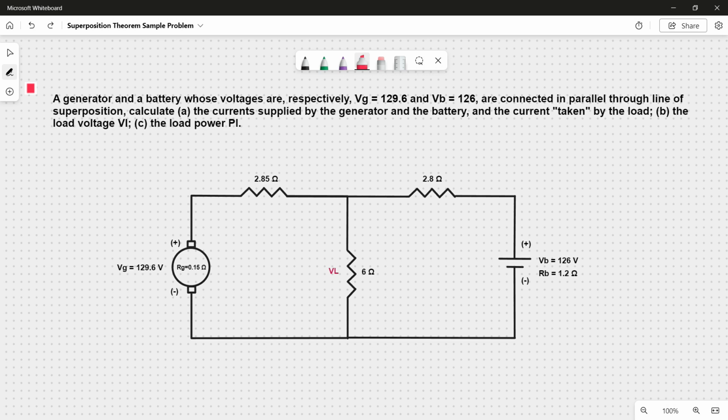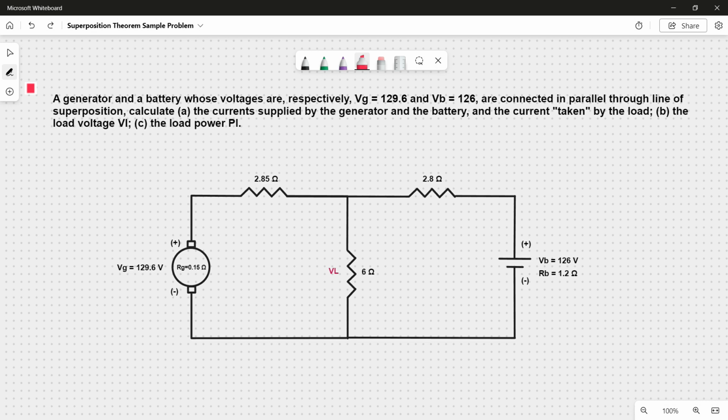A generator and a battery whose voltages are respectively Vg equal to 129.6 volts and Vb equal to 126 volts are connected in parallel through lines of superposition. Calculate the current supplied by the generator and the battery and the current taken by the load, the voltage VL and the load power PL.